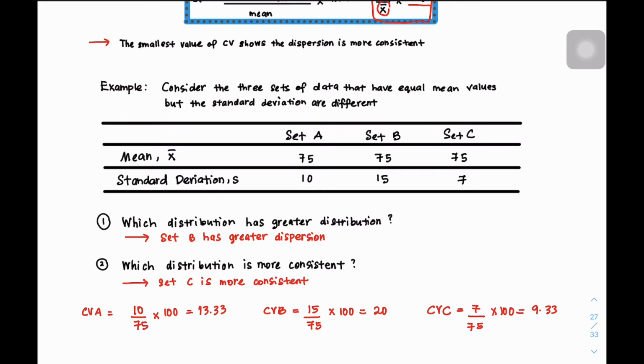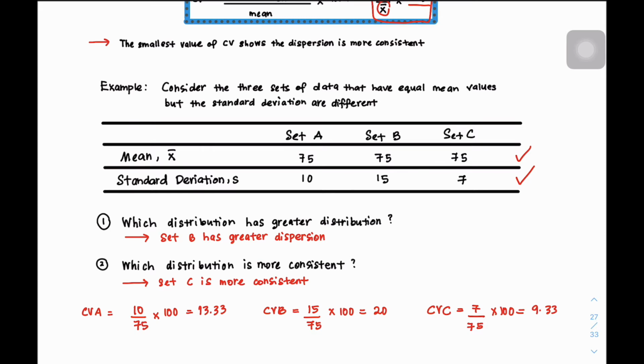Okay, so now kita ada data set A, set B and set C, and if you can see here, the mean for all data set is equal. Okay, semua purata data set ni adalah sama, iaitu 75, tetapi dia mempunyai standard deviation yang berbeza. So how to measure the dispersion? Kita tengok pada standard deviation.